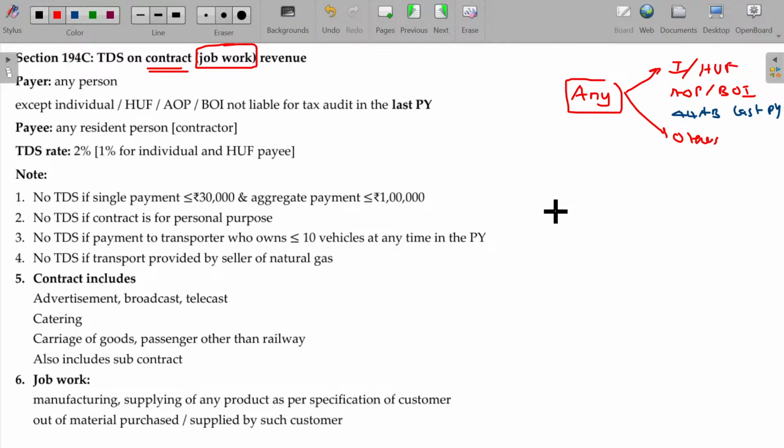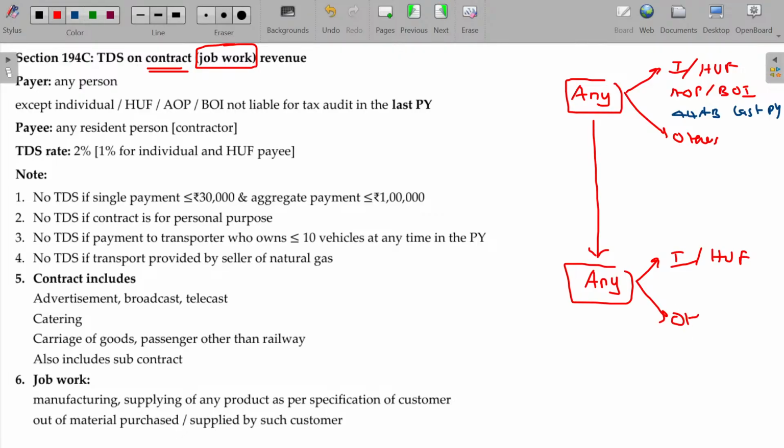What's that? Last previous year his accounts not required to be audited. If he escapes deducting the TDS under this 194C, automatically he may get caught under section 194M, M for many. Here, payment being to any person, this any person may be individual or HUF or others. So in case of others, TDS rate being 2%, in case of individual or HUF, it's only 1%. Is that clear?